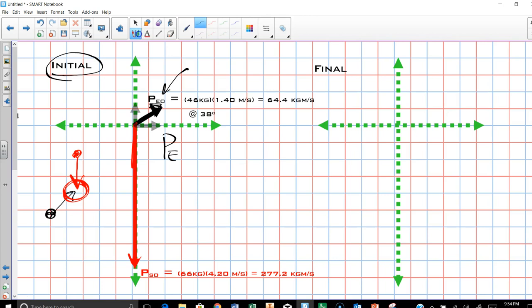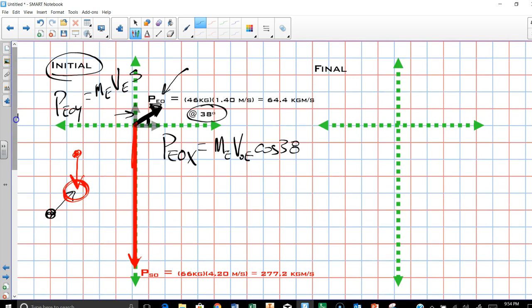I need, still calling them east person, even though I know they're east and north, their original x momentum, which is going to be the mass of the east person times the initial velocity of the east person, times the cosine of this reference angle that they give me. And this vertical component is going to be p_oy, the mass of the east person times the velocity of the east person, times the sine of that 38.